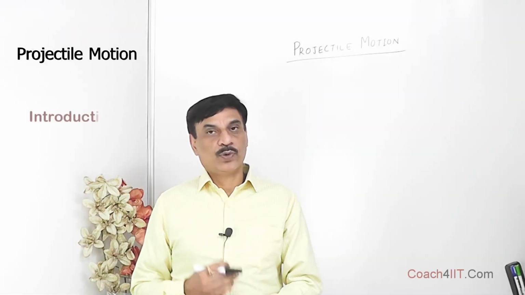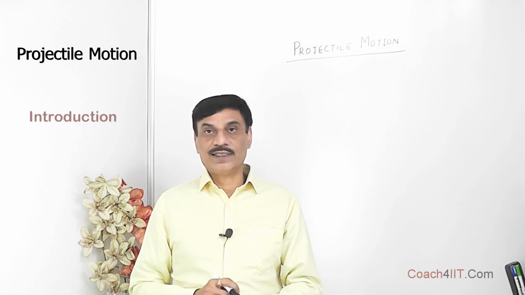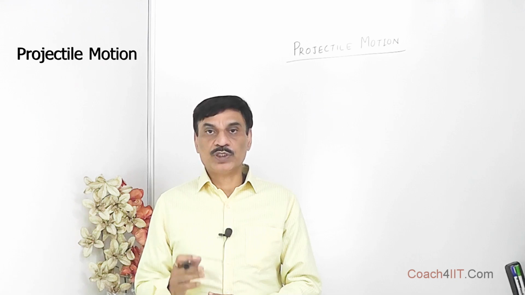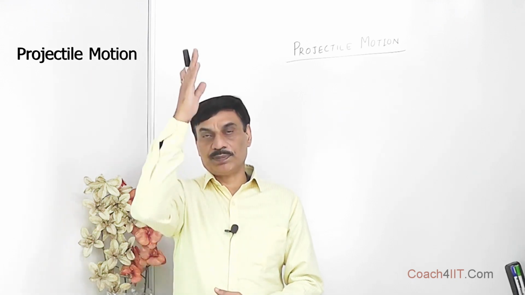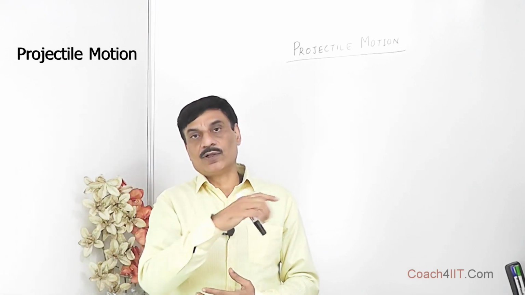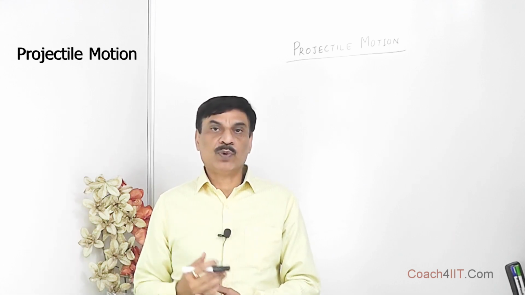the cases where the motion of a body has been purely rectilinear, that is motion in one dimension. Be it the case of a stone which has been thrown vertically up, it goes up, comes down, so it is motion in one dimension only. Or the case of a car which is moving in a straight line along the x-axis, so this is also rectilinear motion, that is motion in one dimension.